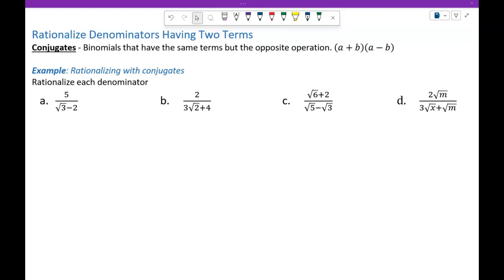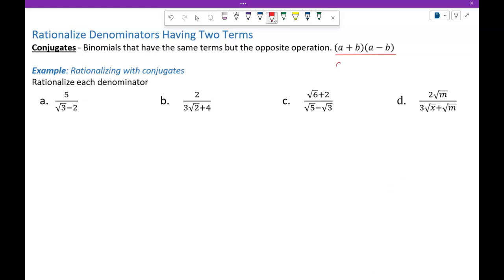Now let's take some time to look at how to rationalize when we have two terms in the denominator. We're still going to be multiplying the denominator by something that eliminates the radical, but we have to use something called a conjugate, which is when we have two binomials with the same terms but opposite operations. You'll notice that this is actually the factored version of a difference of squares.